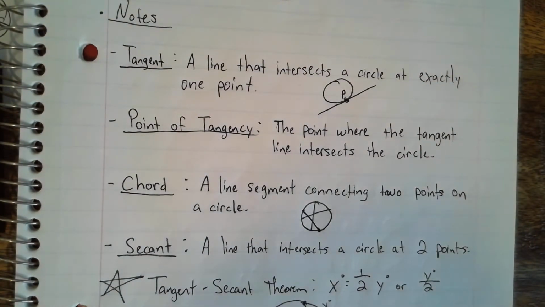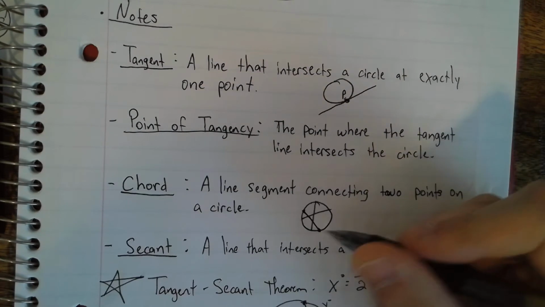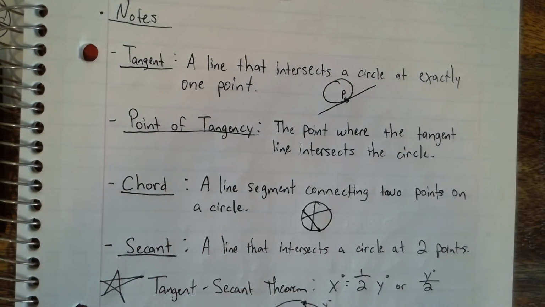A chord becomes the diameter, the full length across a circle, whenever it passes through the center of the circle. So if a chord passes through the center of the circle, that means it's the diameter. It's going the full possible length.